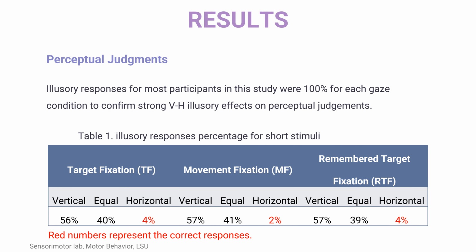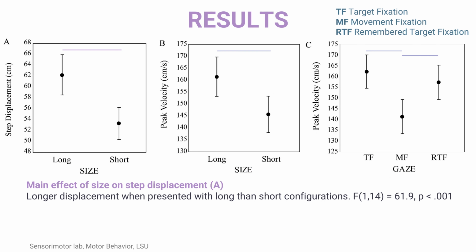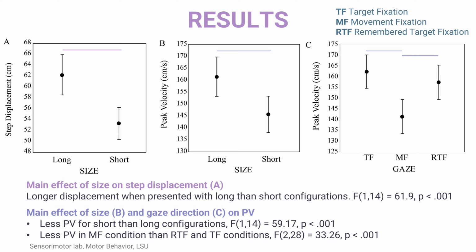Our perception results suggest that the influence of the VH illusion on perception was evident. Just for information, the short stimulus means that the vertical line is shorter than the horizontal. Our main effects of size and gaze on the step displacement and peak velocity showed that the participants displaced the stepping foot more and faster for the long stimulus than the short stimulus, which were both longer than the control trials. The peak velocity was less when watching the movement compared to the other conditions.